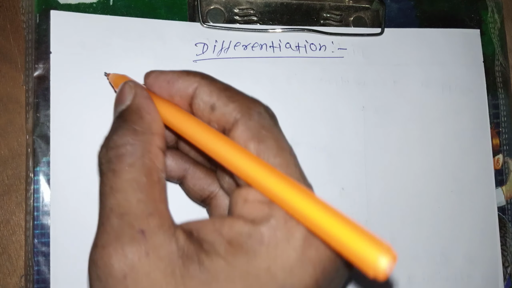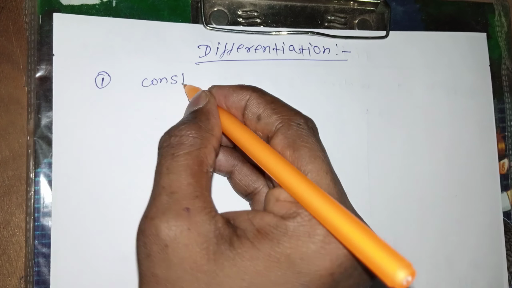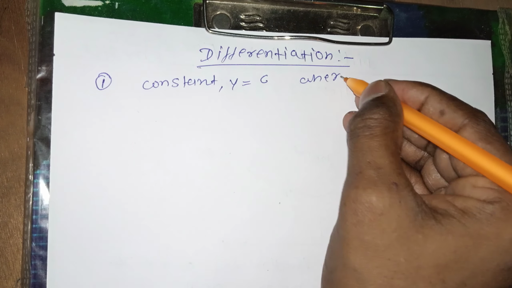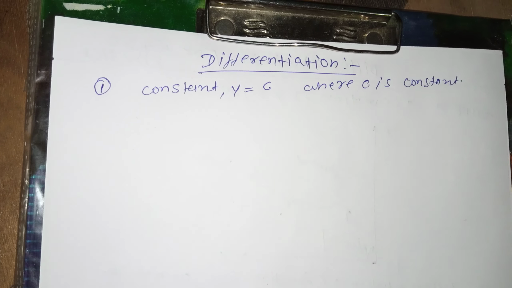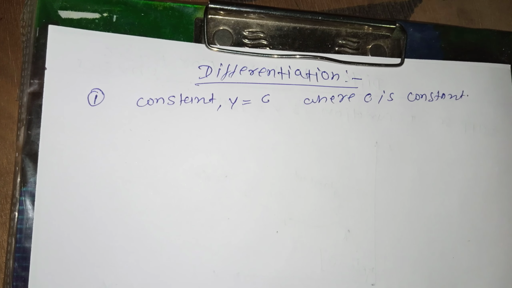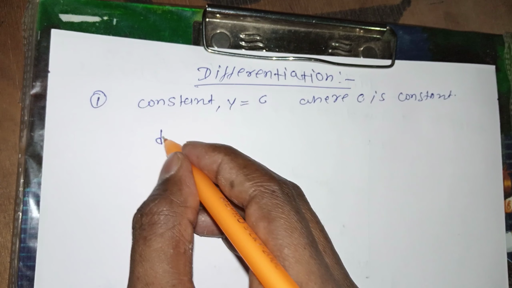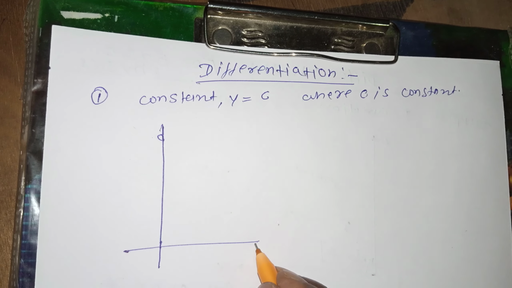So we will learn some basics of differentiation and the basic formulas of differentiation. First is the differentiation of a constant, y equal to c, where c is a constant. Constants are those values which are not dependent on the function of x or the independent variable x. Differentiation is basically the rate of change with respect to x.